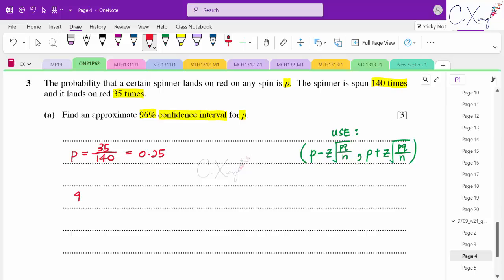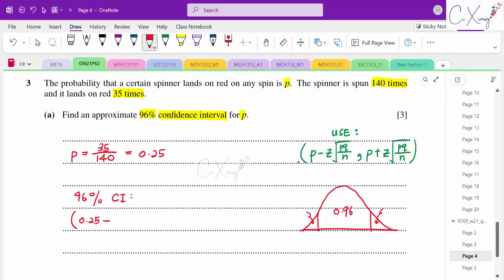Next step, we are going to find the 96% confidence interval, and I can just directly apply the formula. I have P here, so P is 0.25, minus Z. We need to find Z by ourselves. How do we figure out the value of Z? Basically, it's like this. When we are talking about a confidence interval, the 96% means that the center part is the 96%.